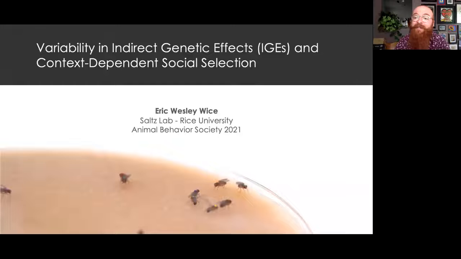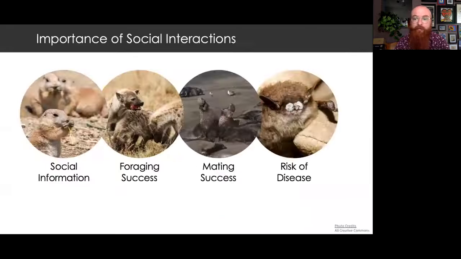My name is Eric Wice, and I'm a sixth-year PhD student in Julia Saltz's lab at Rice University. And today I'll be discussing how variation in indirect genetic effects shapes and affects variation in social selection.